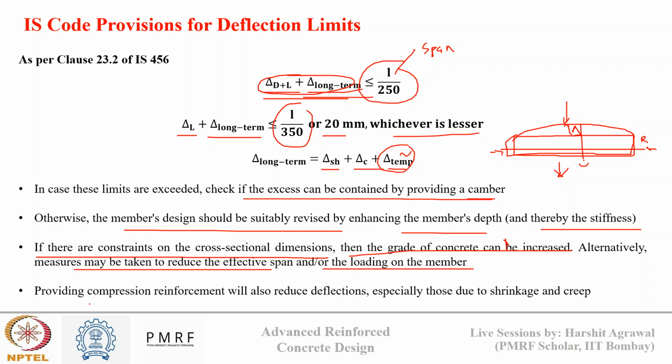One more way is by providing compression reinforcement, because when we provide compression reinforcement, my neutral axis depth shifts upward and it reduces the total deflection in the member, especially due to creep and shrinkage. Okay, so that is also one option. So there are different options that are available if this deflection limit is exceeded.